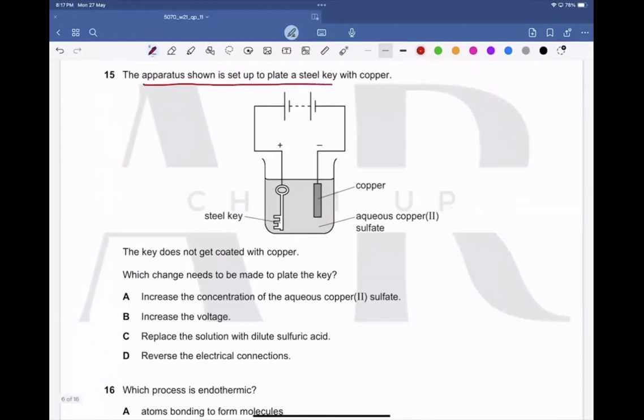The apparatus shown is set up to plate a steel key with copper. The key does not get coated with the copper. Which change needs to be made to plate the key? Okay. The key does not get coated with the copper. Okay. Increase the concentration of aqueous copper sulfate? No. Increase the voltage?